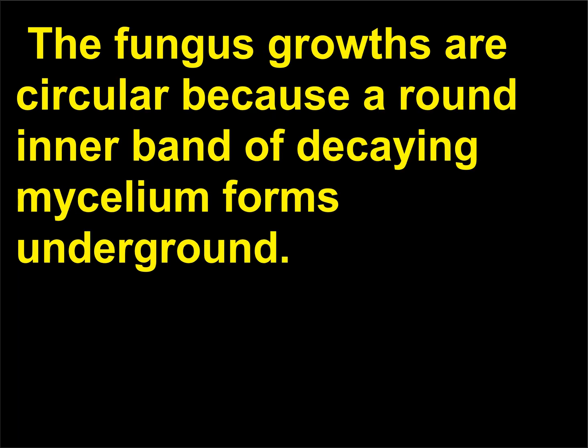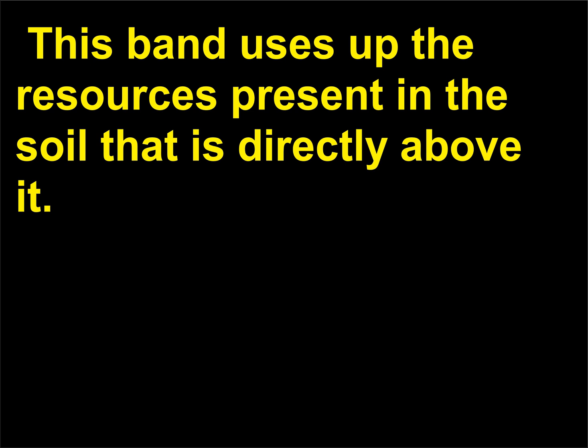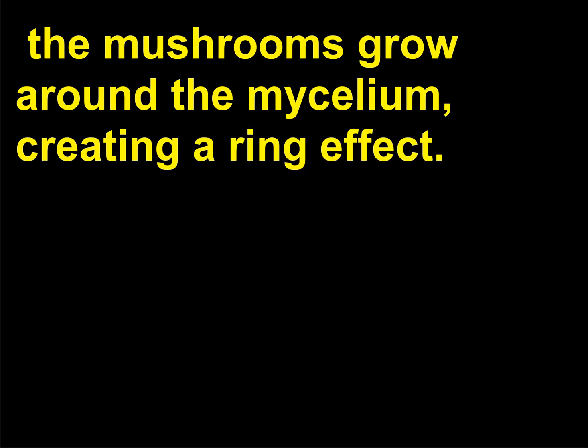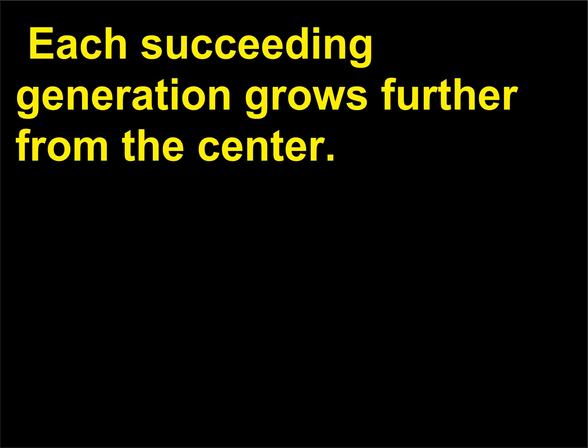The fungus growths are circular because a round inner band of decaying mycelium forms underground. This band uses up the resources present in the soil that is directly above it. When the fungus forms caps that present above ground, the mushrooms grow around the mycelium, creating a ring effect. Each succeeding generation grows further from the center.